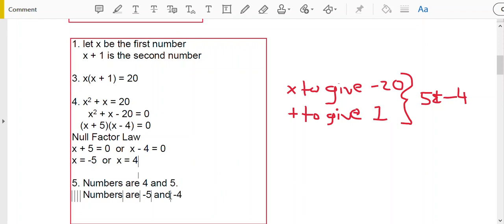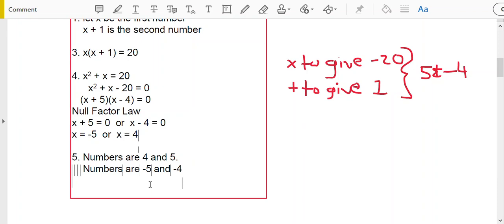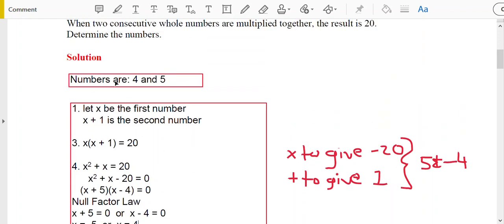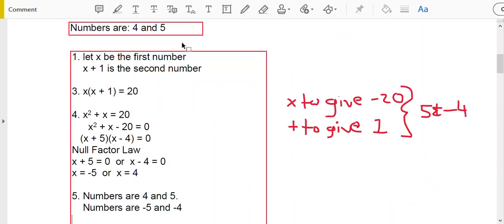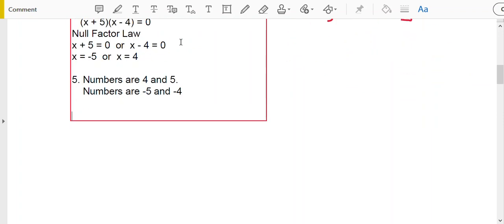Yes, it does. And are they consecutive numbers? Yes, they are. So there's actually 2 sets of numbers here that make sense for this problem. Positive 4 and positive 5 is one set of numbers that work, and negative 5 and negative 4 is another set of numbers that work. So both of those answers are correct. Our initial thought, the numbers being 4 and 5, was one set of correct numbers, but there actually was another set that worked as well. And it meets the condition, they're whole numbers. Okay, so that's problem number 1.